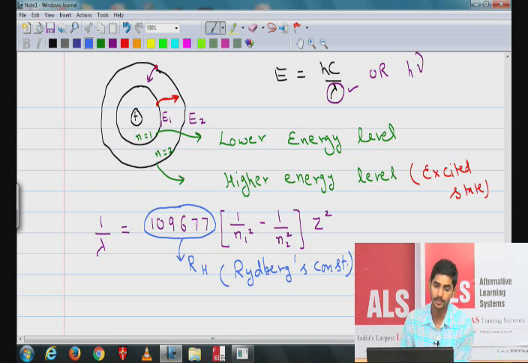So we have to use this formula during the transition. Whenever an electron makes a transition from any orbit, lower to higher or higher to lower, we will use the formula 1 upon lambda is equal to 109,677 times 1 by n1 square minus 1 by n2 square. So this is the Rydberg formula.